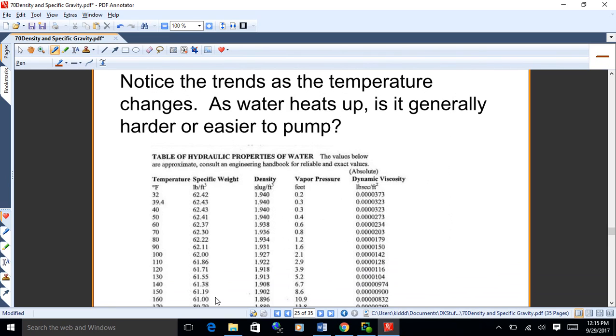So what do you think happens in the summertime? Is your water harder or easier to pump generally? Yeah, it gets a little easier because the viscosity goes down and the density goes down too. So it's a little bit easier to pump. Harder in the winter, easier in the summer. It's the general rule. Okay.